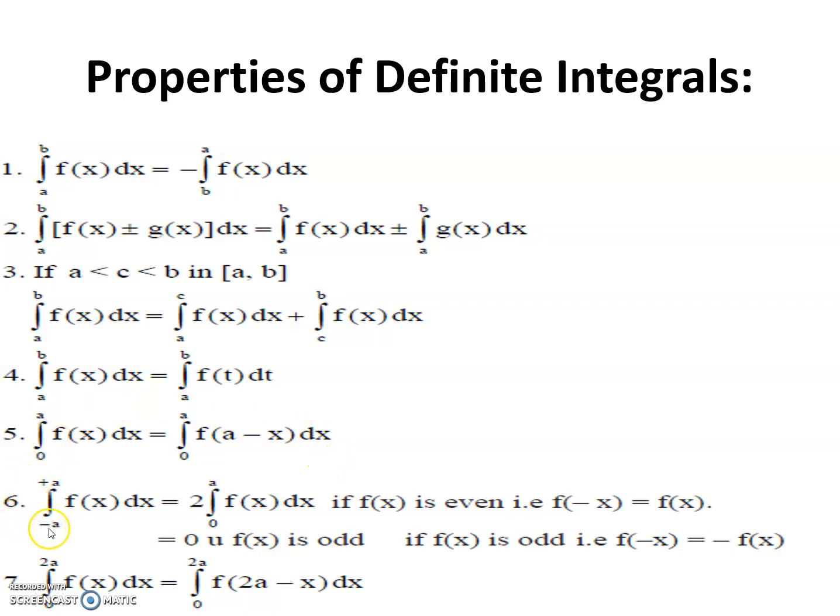Now the sixth one, the integral from minus a to a of f of x dx is equal to 2 times the integral from 0 to a of f of x dx, if f of x is an even function, that is, f of minus x is equal to f of x. It is equal to 0 when f of x is odd, that is, when f of minus x is equal to minus f of x. We discussed even and odd functions in the function chapter. We use this property when the lower limit is negative and the upper limit is positive, with the same magnitude.